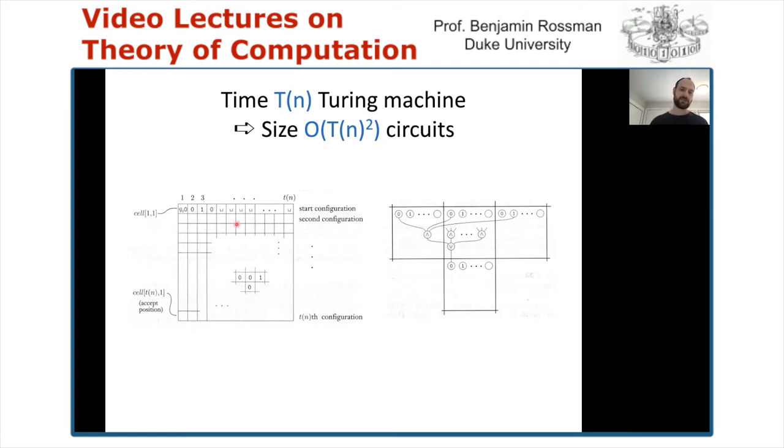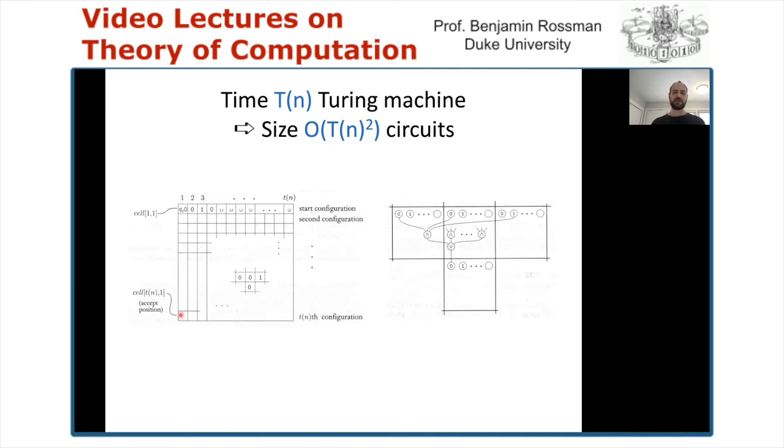For example, if the first step of the Turing machine were to overwrite this with a one and then move the tape head to the right, then the next configuration would have 1 0 1 0, and in the second cell we'd additionally have whatever the state is at that point. We can assume without loss of generality that the Turing machine always halts with the head in the leftmost position. Therefore, to determine whether or not the machine accepts, it suffices to look at the contents of the leftmost cell, the bottom left cell.